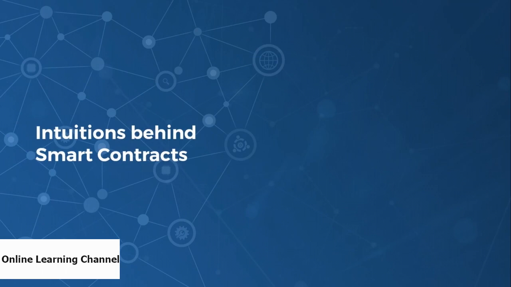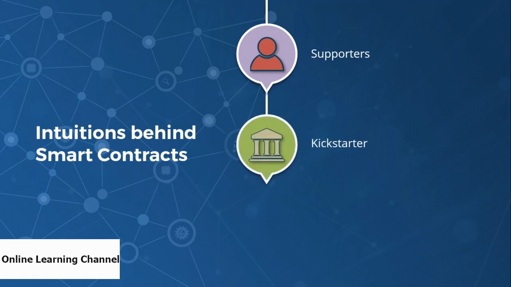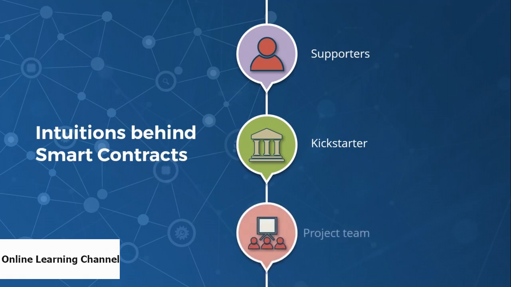So in the example which we just described, we have a collection of supporters, and all of these supporters will make contributions to a venture by going through some third-party crowdfunding platform, for example, Kickstarter. This platform will then ensure that all of the funds will make their way to the project team which has put up that venture on Kickstarter.